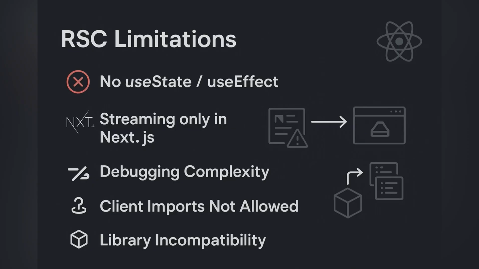Limitation 2, streaming only works with compatible frameworks like Next.js App Router. Limitation 3, debugging is more complex due to the split rendering model. Limitation 4, RSCs can't import client components, only the other way around. Limitation 5, ecosystem maturity. Some third-party libraries still assume client-side rendering. React Server Components give you control and performance, but they demand discipline and architectural awareness.